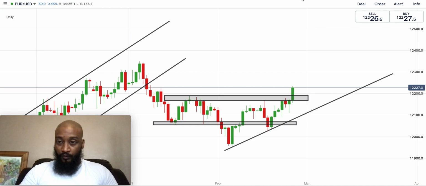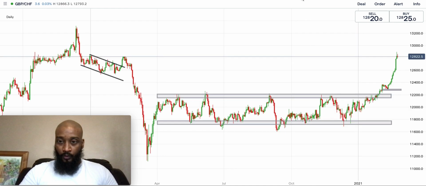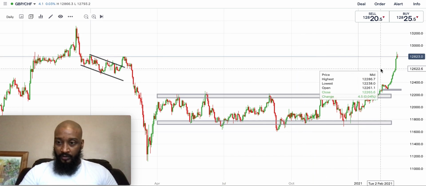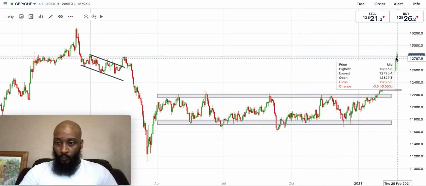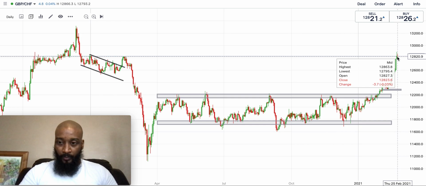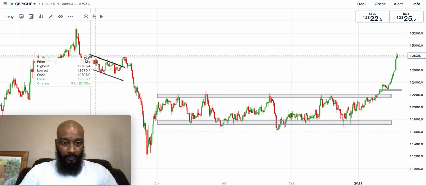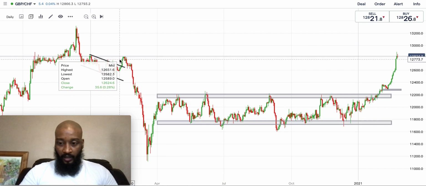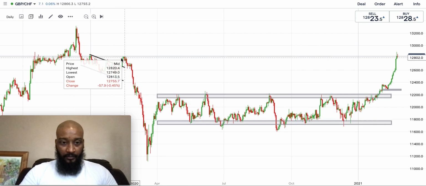I'm going to move very swiftly on through some of the other major pound crosses. So this is pound Swiss franc. We're up at the 128 level at the moment. This was a target because we had these previous resistances here, as you can see, going back about a year.